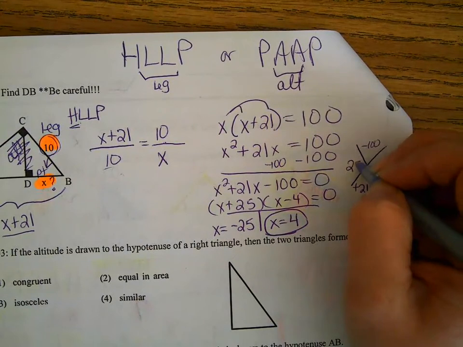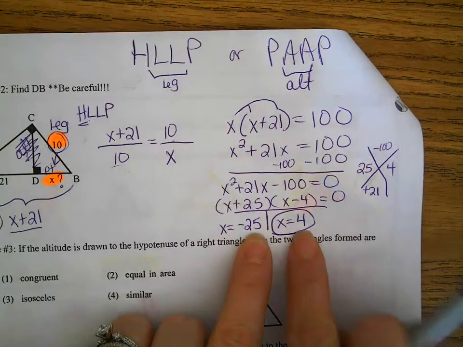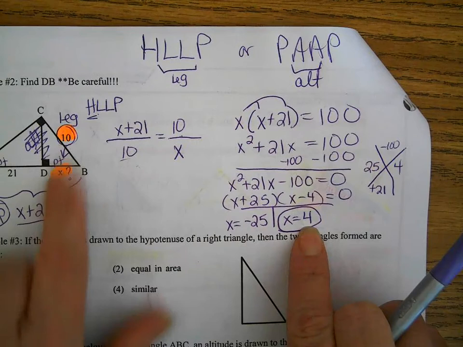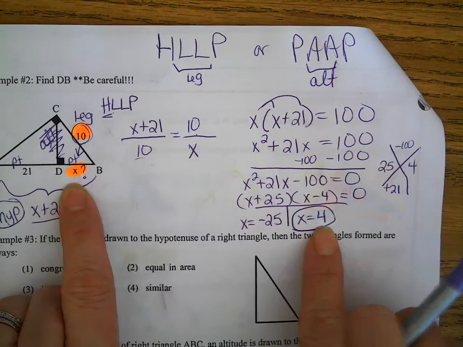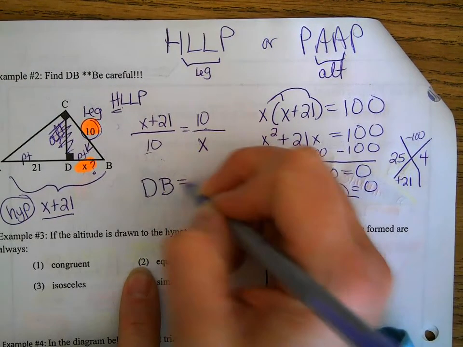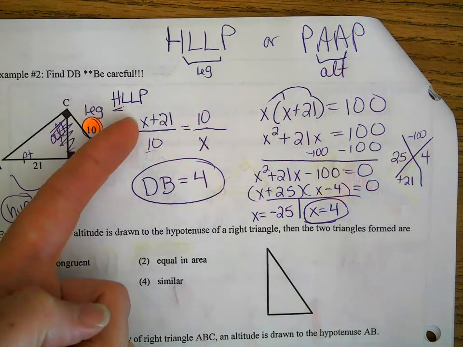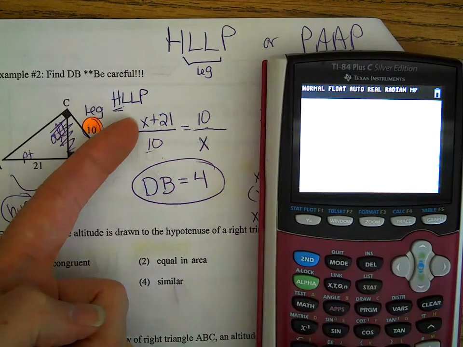$25 times 4 does give us 100. So therefore, we have a negative 25 and a positive 4. Since we can't have negative measure, we're going to keep x to be 4. So the measure of d to b will be 4. A little check, you could test this in your calculator.